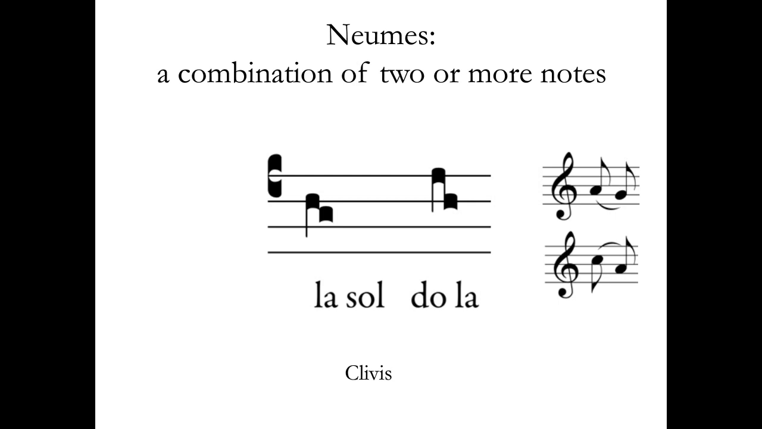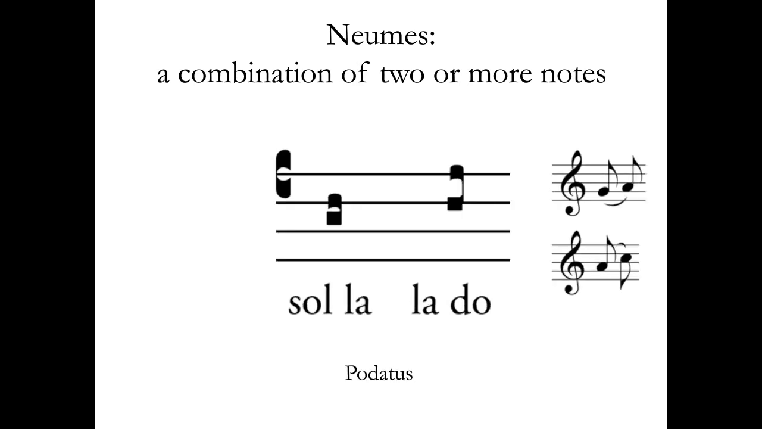The next one is a pedatus. A pedatus is two notes right on top of each other, and you sing the bottom one first. You'll notice that the stem connecting the two is to the right. So here would be sol, la. And again, just like the clivis, I put a little bit more sound on the very first note and got a little bit lighter on the second one. This will depend, again, on your position within the phrase, but generally speaking, a rule like this helps you sing a little bit more expressively throughout.